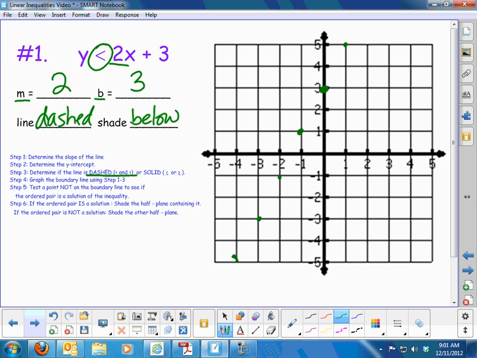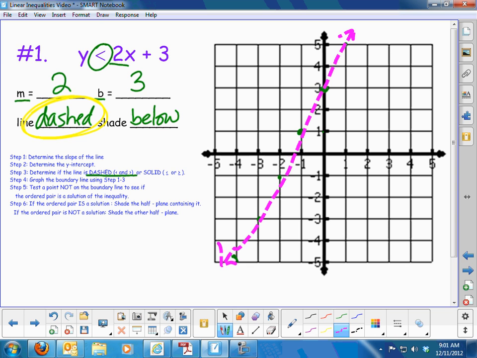All right, so now I've got my line, and I've told myself that it is dashed, so I'm going to make a dashed line across these points. Sorry, it's not straight, human and all that. So I have a dashed line, and I'm going to shade below.